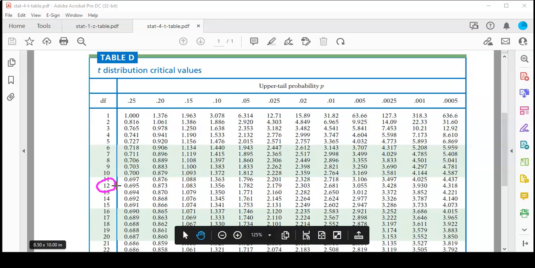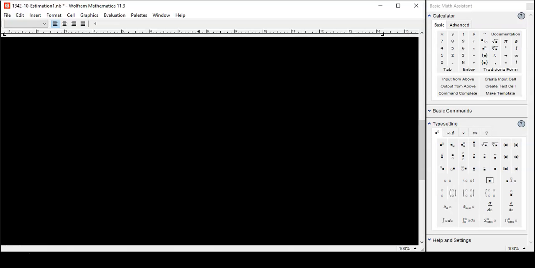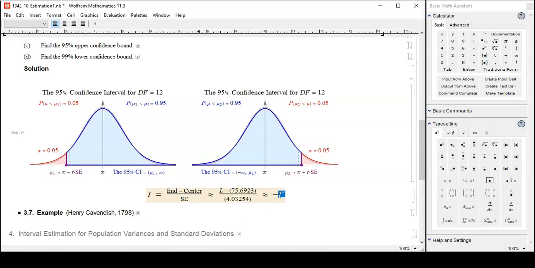So the degree of freedom of 12 and the 0.05 column, 1.782. Okay, 1.782. That is my t-value associated to this problem. But you see, remember, this is the left-hand side, so put negative. If you're doing the right-hand side, then it should be positive.